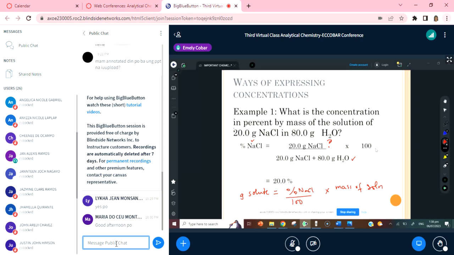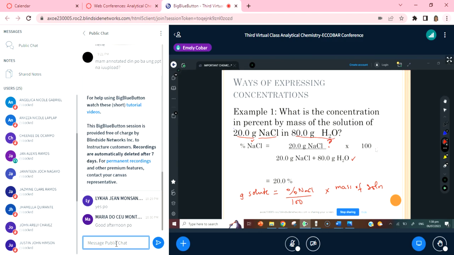What is the concentration in percent by mass of the solution of 20.0 gram NaCl in 80 grams of water? Okay, so sabi natin kanina, pag mass percent, mass of solute over mass of solution times 100. Ano ba ang solute natin? This one. Okay, this is our solute, di ba? At ang ating solvent is this one, water.